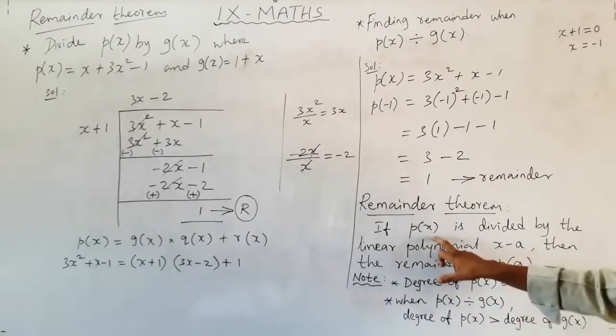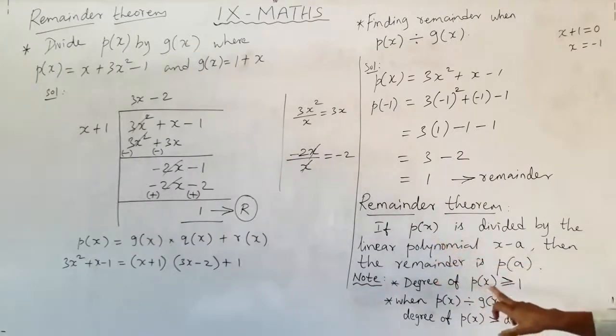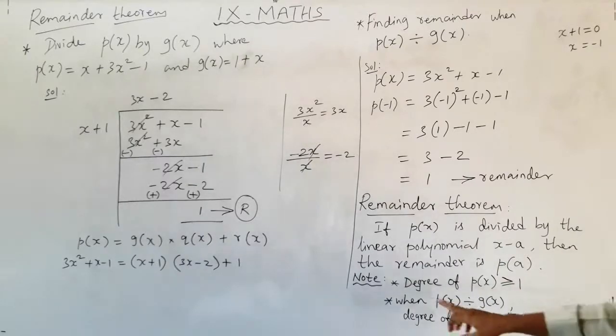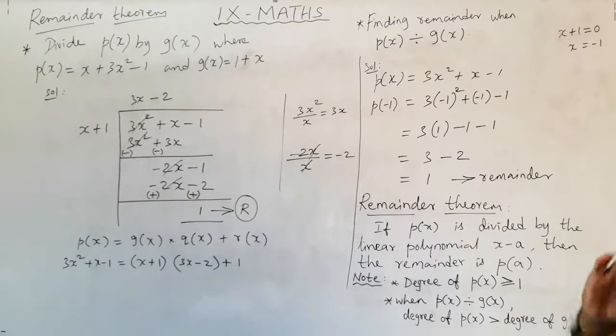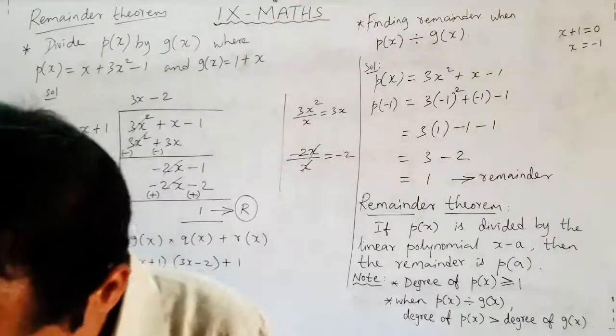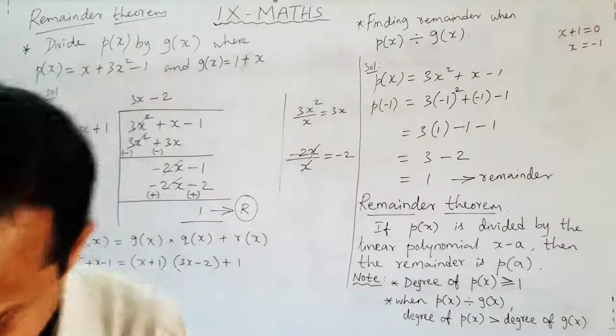The p of x is a polynomial, so the degree should be greater than or equal to 1. When p of x is divided by g of x, which has the greater degree? P of x only. So the dividend should have more degree than the divisor. So like that we have to consider: degree of p of x greater than degree of g of x. Clear? And we shall move to exercise 2.3.